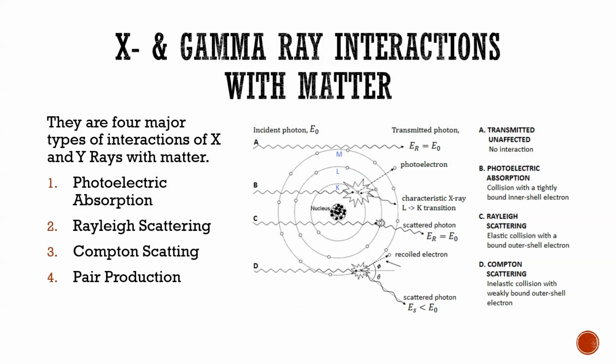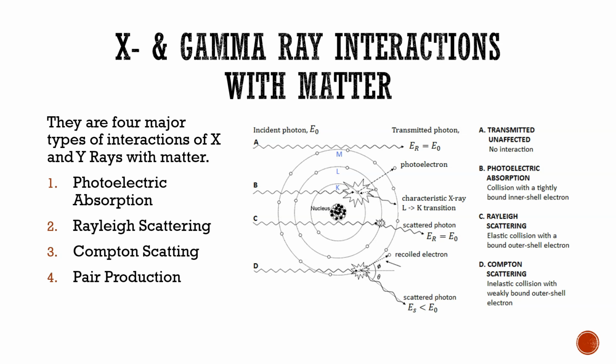Now we're going to talk about X and gamma ray interactions with matter. There are quite a few more concepts to discuss when we talk about X-ray and gamma ray interactions as opposed to particulate radiation. So firstly, let's get accustomed to the 4 different types of interactions that can occur. There is 1, photoelectric absorption, 2, Rayleigh scattering, 3, Compton scattering, and 4, pair production.